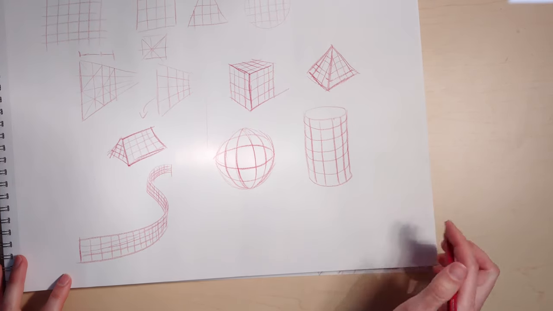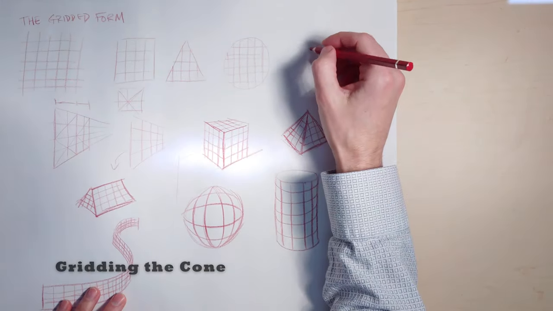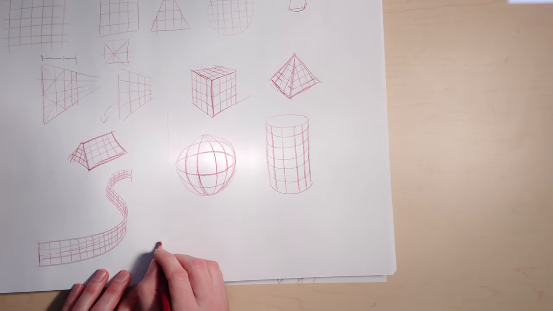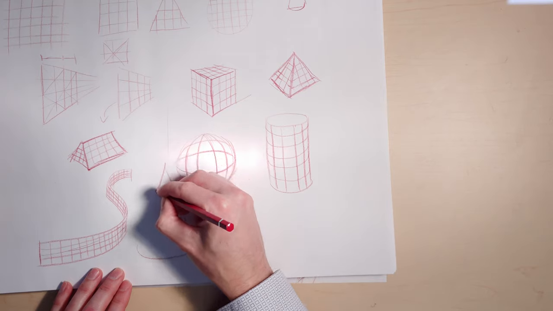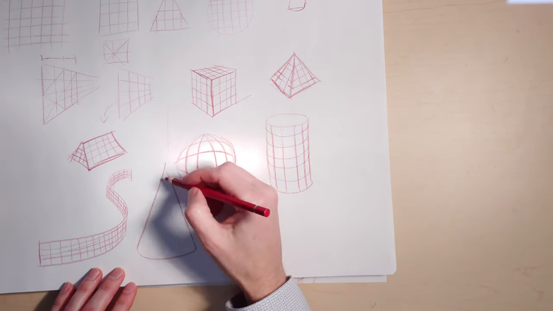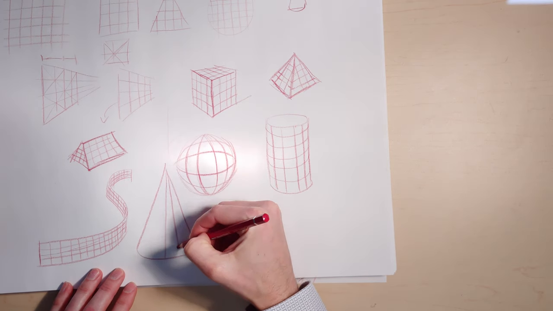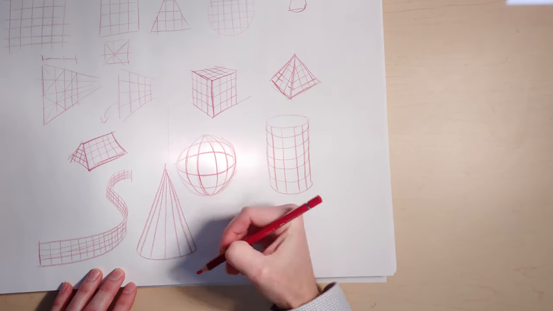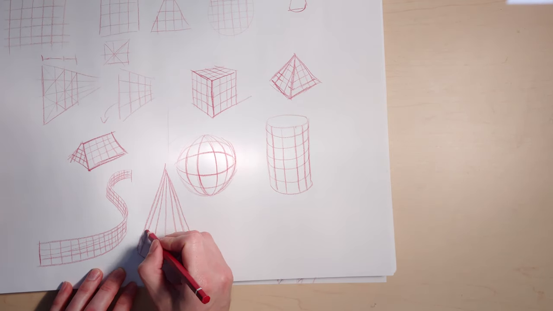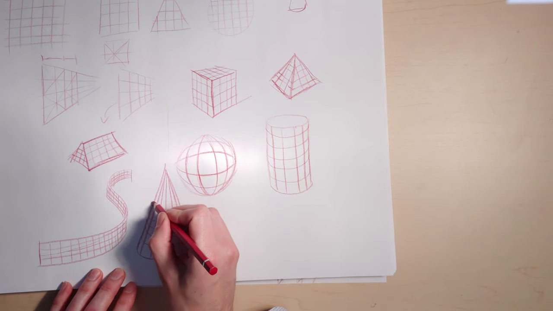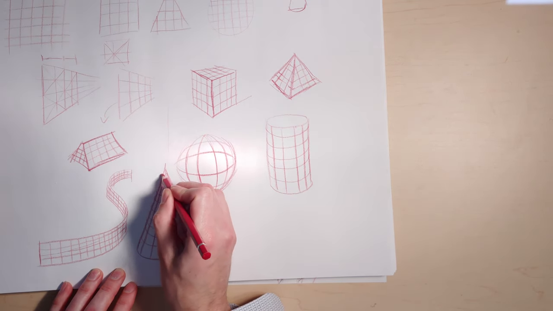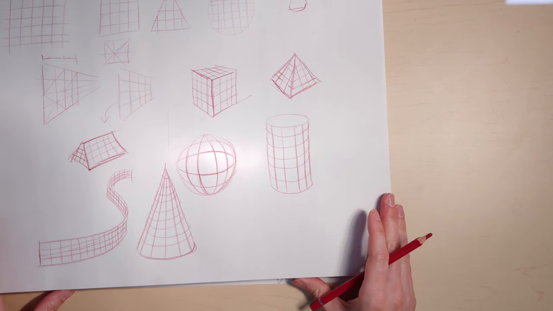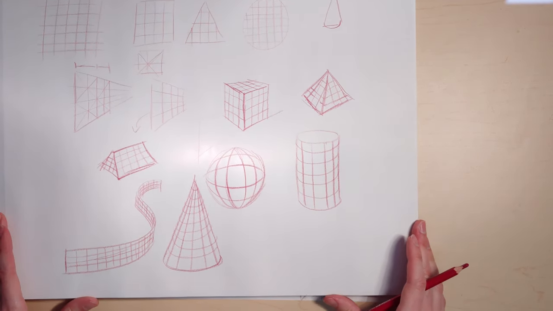And then, of course, you've got the cone, right? That's another important one. Your cone is basically just a triangle, right? You make it curvy and you have a cone. So let's draw a cone down here at the bottom. We'll do cone. And then we'll apply the grid to it. There you go. Grid for the cone.